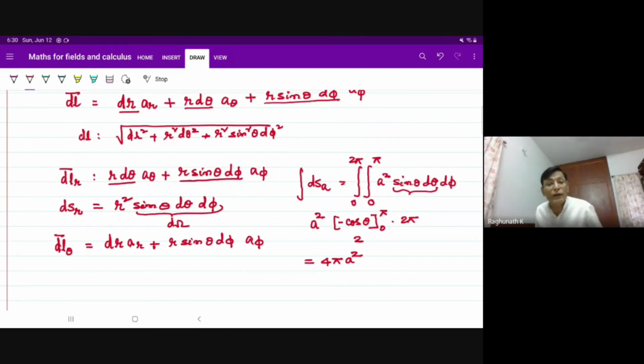Hey, dsr bar is what? It is plus or minus ar. Now, ds theta is equal to one side dr, another perpendicular side r sin theta d phi, because of which ds theta is r sin theta dr d phi.